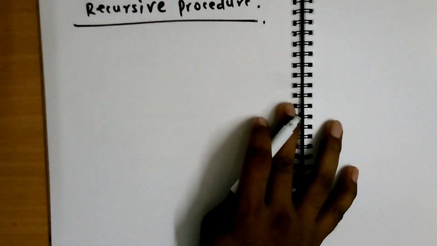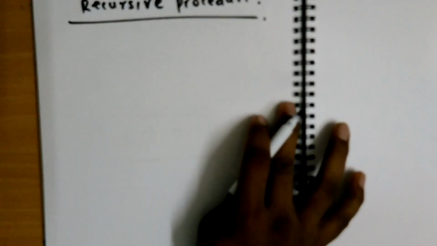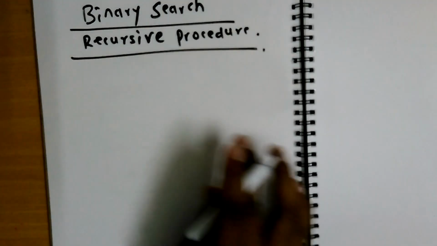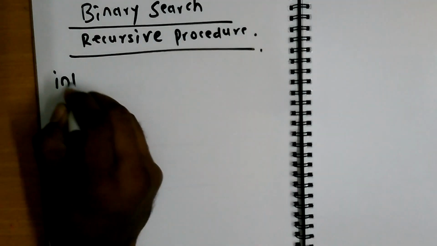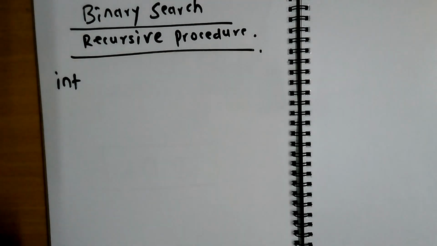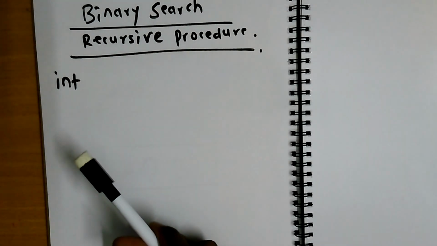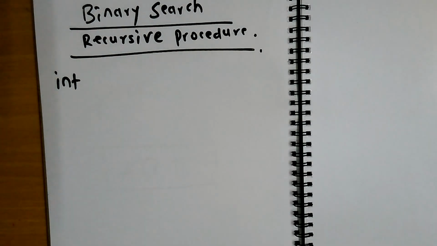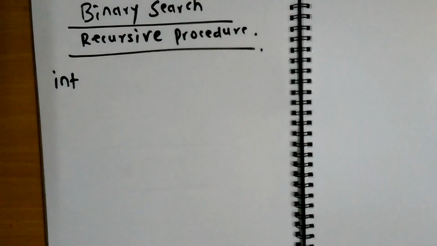Hello friends. So let's write a recursive binary search procedure. So our C function, a recursive C function for doing binary search. So here is our function. The return type of the function will be integer because the function will return the position where we find the key, or -1 if the key is not present in the array. So that's why the return type is integer.